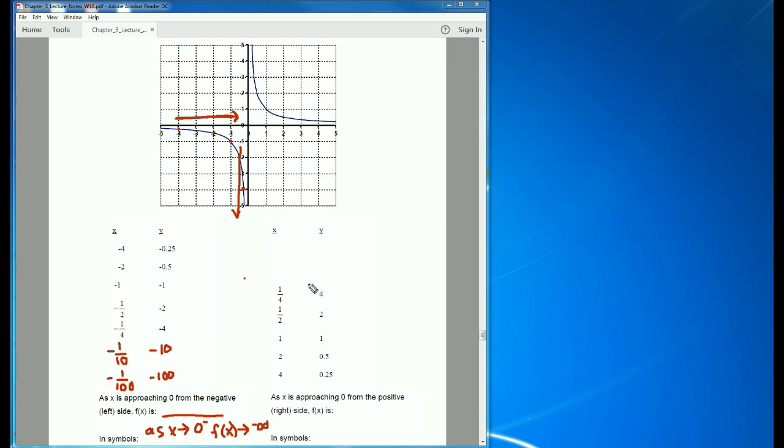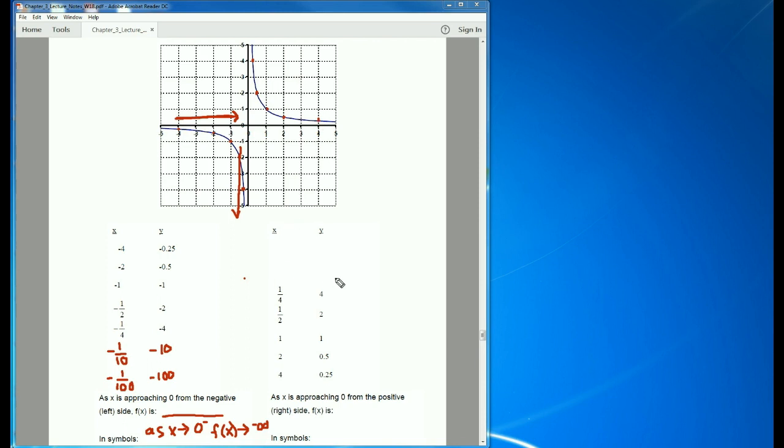All right, so again, as I'm coming this way, f of x is shooting down to negative infinity. So we can do exactly the same thing on the positive side. Again, these are the points I already gave you. You guys calculated, you plotted them. If x is positive 1/4, y is the reciprocal of that, which is positive 4. That's this point right here. 1/2, 2, that's right here. 1 and 1, 2 and 1/2, 4 and 1/4.